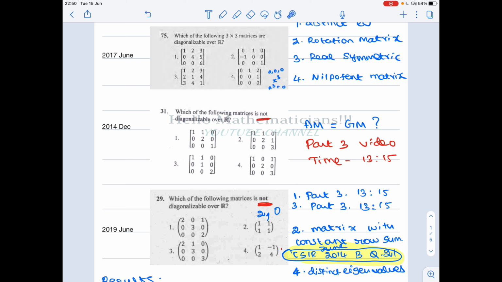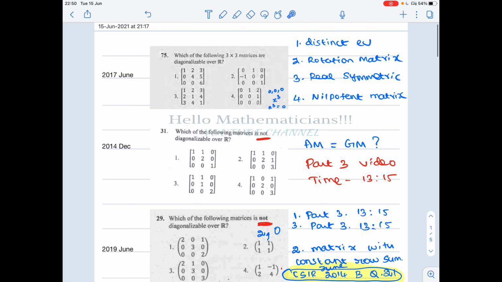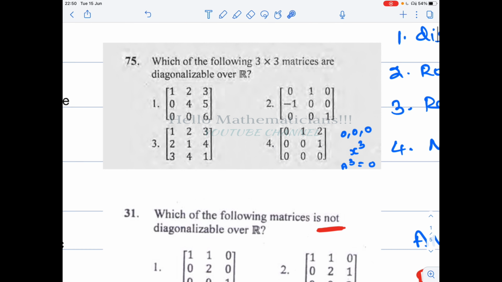So basically, all the results we need to solve problems regarding diagonalizable matrices, we have given in part 1, part 2, part 3 of our video series on CSIR problems on diagonalizable matrices. Now we just use the results given there and solve these problems. That is the idea. Okay. So let's do the first problem.